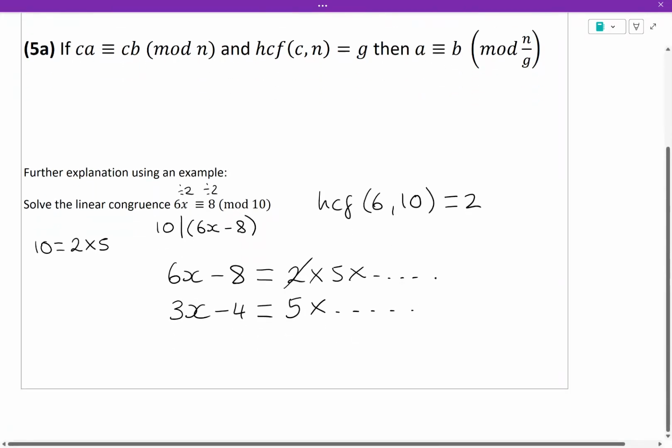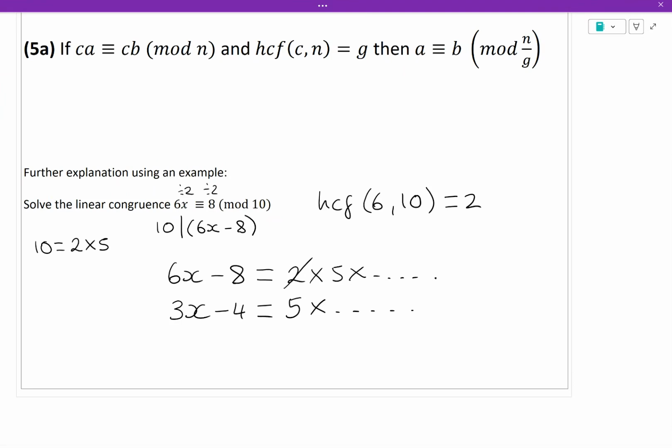And if we look at what we've got left, this 3x subtract 4, the only thing we can be sure is a factor of this number is 5. Okay, we can no longer be sure that 10 is a factor because the 2 is no longer in there. For some values of x, 10 may well still be a factor, but not all of them. So therefore, we'd have to go to mod 10 and divide that by 2 to change it into mod 5, as that's the only number we're sure is definitely a factor.